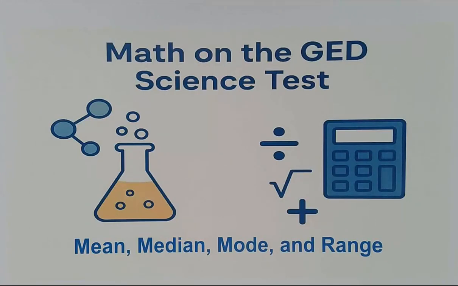One of the topics you will have to know on the science test for the GED is finding mean, median, mode, and range. And a lot of times those words get confused. People mix up the mean and the median, but they are on the math test, the social studies test, and the science test. So let's look at what each of these is, and then we'll do some examples.